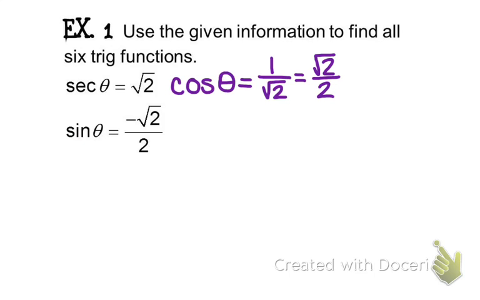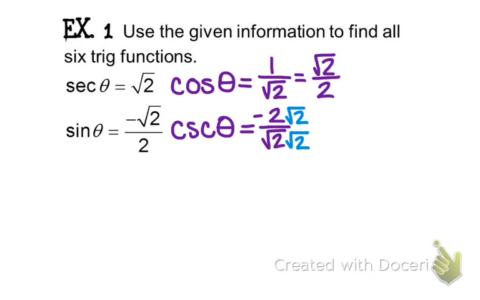Same thing for the sine. If I know the sine is negative square root of 2 over 2, its reciprocal is cosecant. So I'm going to take the sine value and flip it over. So this just becomes negative 2 over square root of 2. I like to keep my negatives either up top or out to the side. Don't put them on the bottom. Since I have a square root in the bottom, I need to multiply top and bottom times the square root of 2 again. So this time, this is going to give me negative 2 times the square root of 2 over 2. The 2 in front of the square root and the 2 on the bottom are going to simplify and reduce, so your final answer for cosecant is just negative square root of 2.